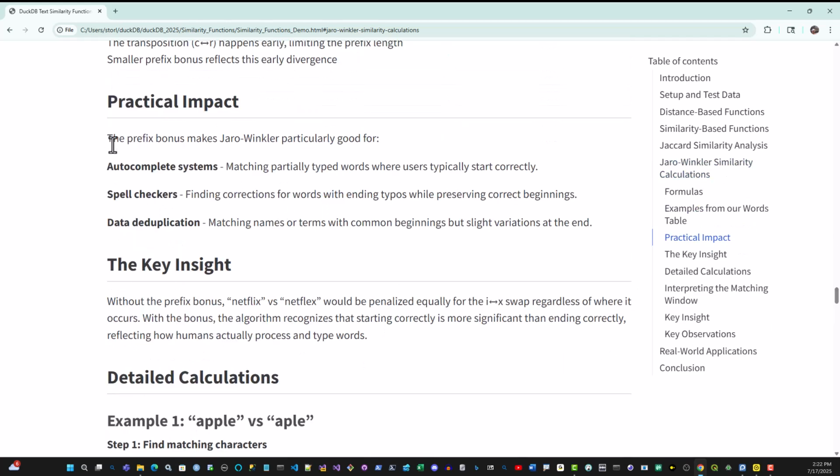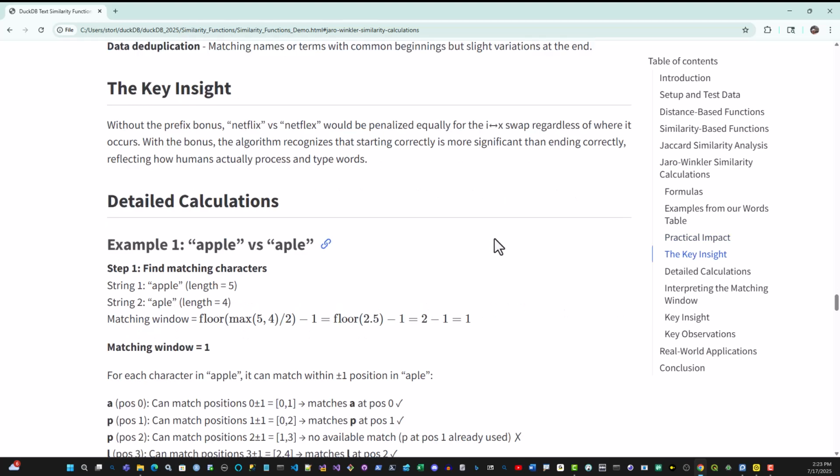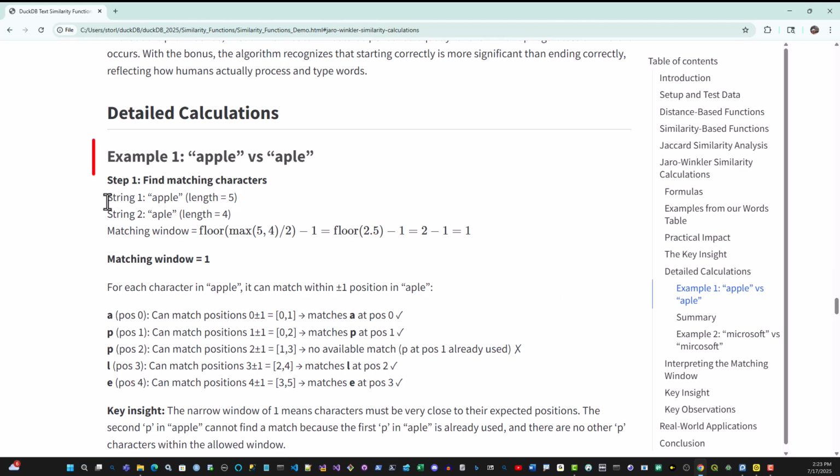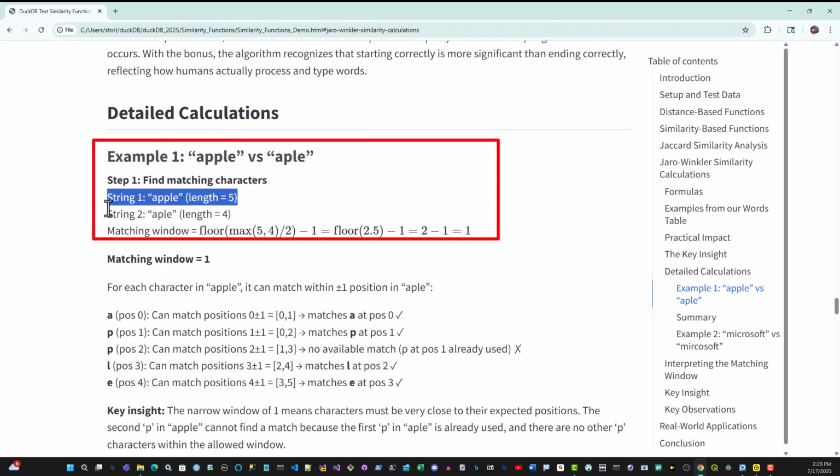And then you can stick your values into this formula here. So here you can see the prefix bonus makes this Jaro-Winkler particularly good for autocomplete systems, spell checkers, and data deduplication. So here you can see a calculation. Here's the first string, apple. It's 5 characters. And here's the second string, APLE, 4 characters.